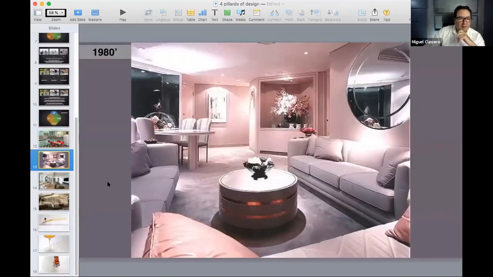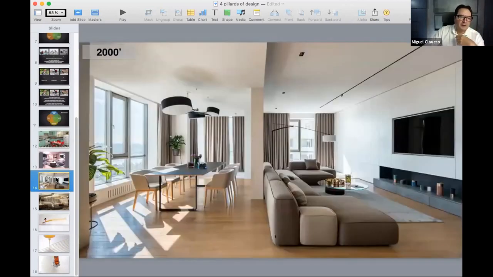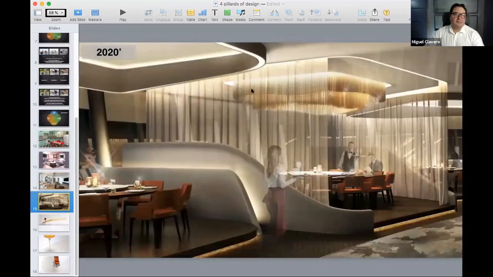Then we can see the evolution up to the 80s, with an absolutely different color palette, different shapes, different textures. Then at the end of the 90s or the start of the 2000s, we have the minimalist style. It's just simple, straight lines, and that's all. And this is how we can see it right now, in a luxury hotel or high-end restaurant.